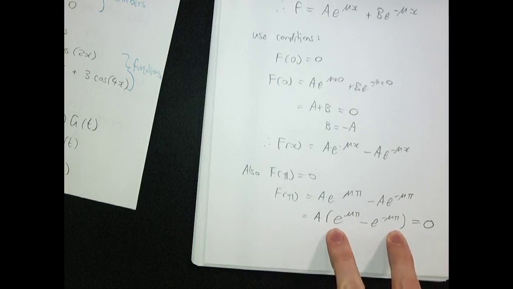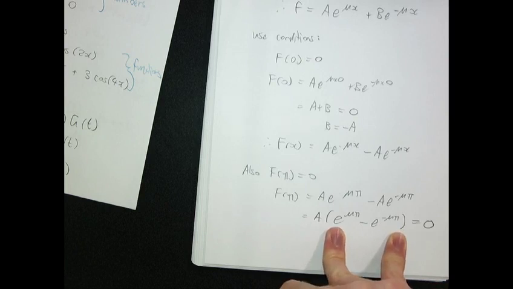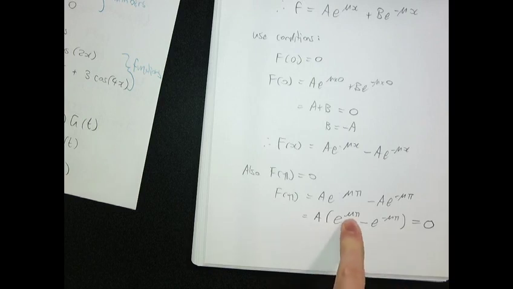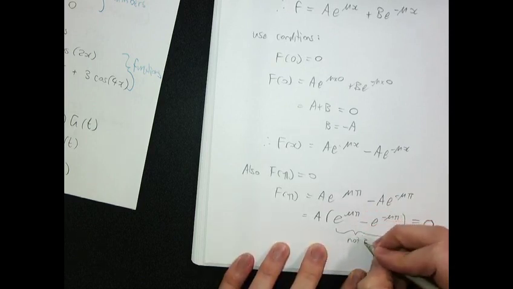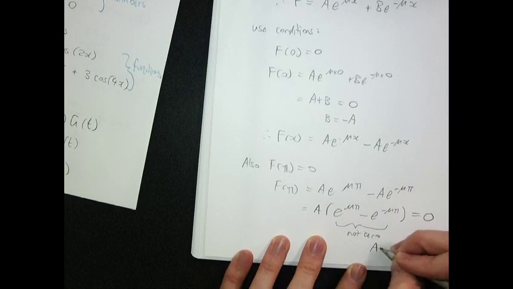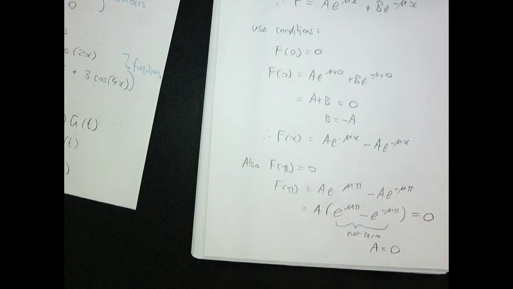The reason I know this number is not 0 is because mu isn't 0. The only possible way that e to the plus something can be equal to e to the minus something is if the something is 0. Because mu is positive, this is something bigger than 1, and this is something smaller than 1, so when you subtract them you won't get 0. So this is not 0, therefore we can divide by it and get a equals 0.